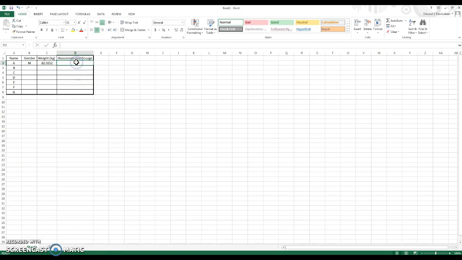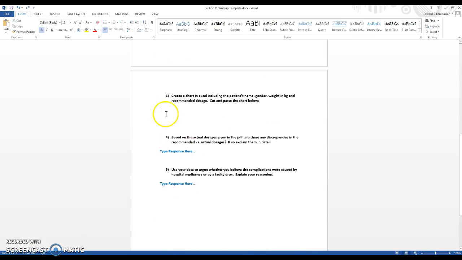Now to figure out the dosage, it's 30 milligrams per kilogram per day. So it's going to equal 30 milligrams times the number of kilograms. That's the number of kilograms, so 30 milligrams per kilogram, and there you go. You have that much drug per day. You just want to do that for each of these. When that's completed, you're going to highlight the table, right click on it, and cut it out of there, and paste it right there.